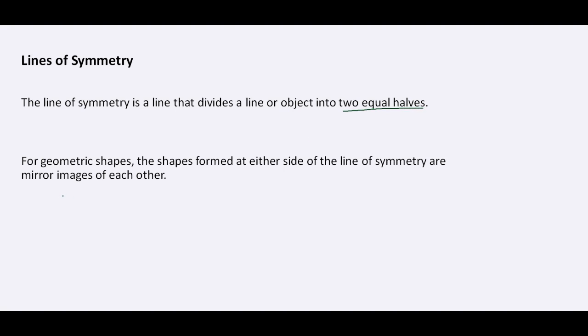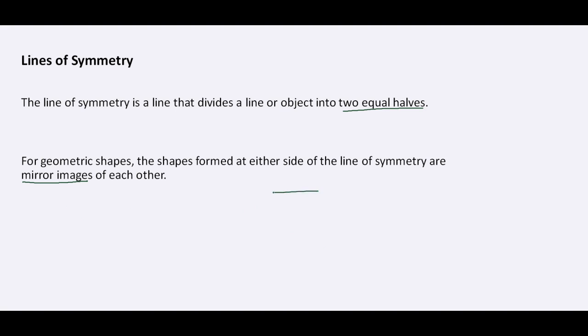That's very important. When we're looking at geometric shapes, we want to find the line that creates mirror images. So when you have the line of symmetry in a geometric shape, it creates a situation where both sides of the line become mirror images of each other. Let me give a general example here.